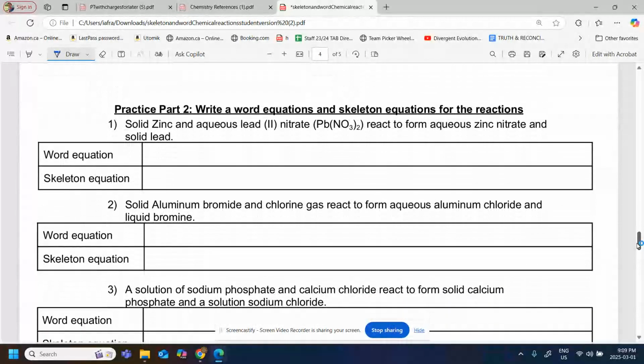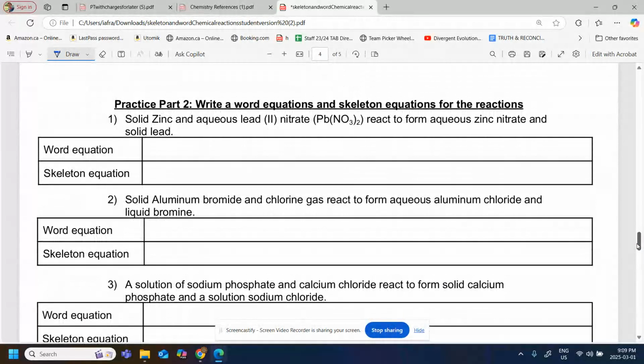In this video, we're going to take up the problems on practice part 2 for word and skeleton equations. So make sure you've attempted these first, and now you're just checking over your work, either with the answer keys provided online without video or with this video key.